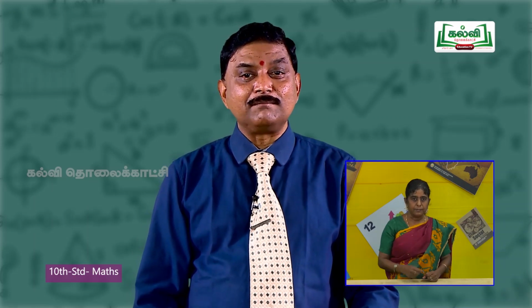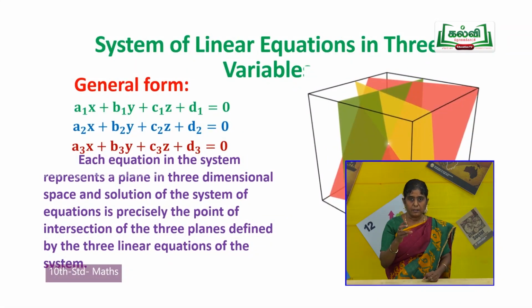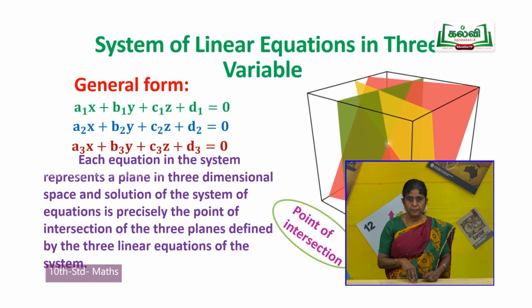Let's see a diagram. We will see three planes are there. All the three planes are intersecting at a point. I'll show which point that is. See that. The point indicated in the diagram is the point of intersection of the three planes.